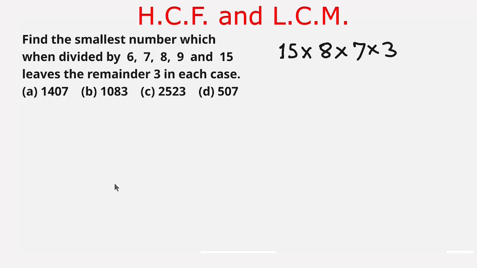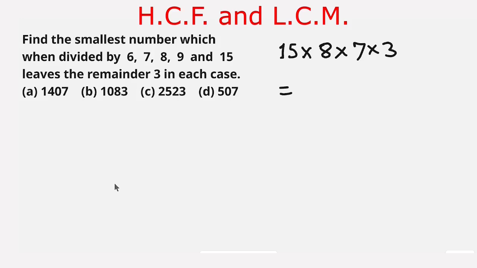8 we have already included. 7 we have already included. Now the number left is 6. 6 has factors 2 and 3. 3 we have already written and 2 is included in 8. That is all. Now we have to multiply all these numbers and that will be our LCM.